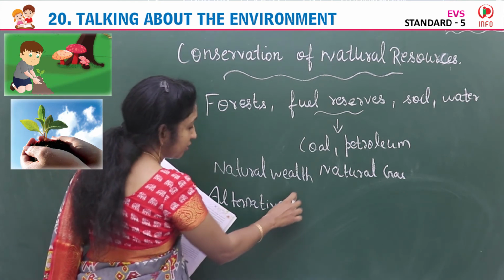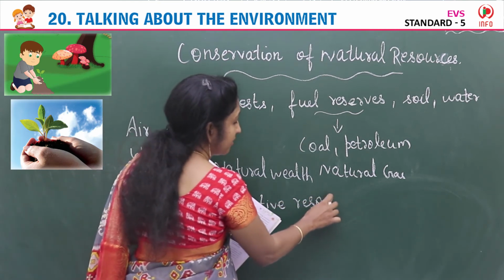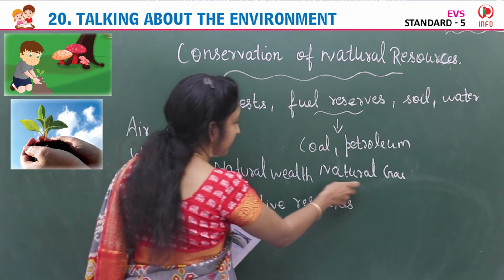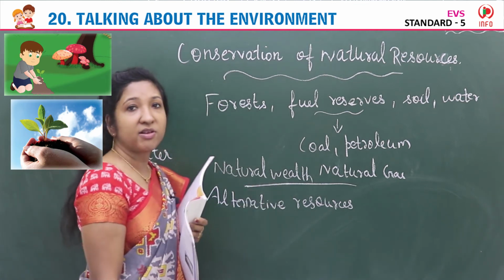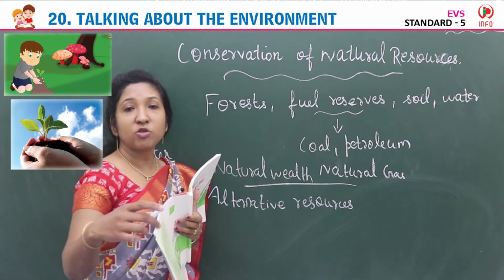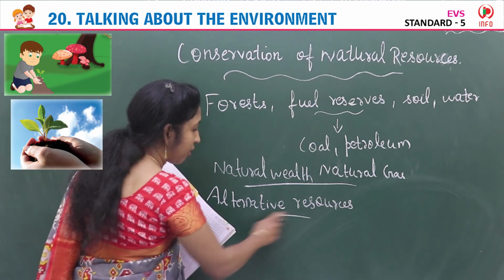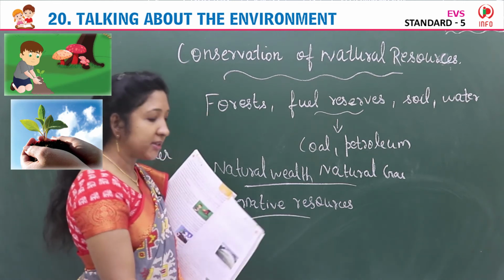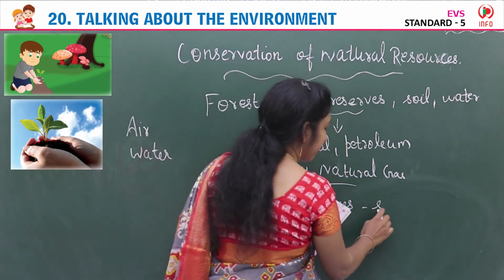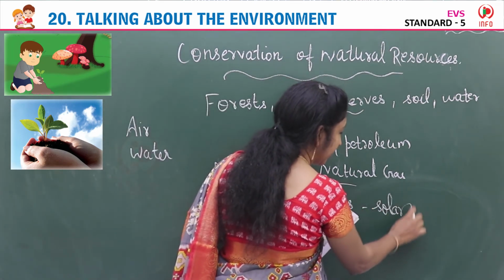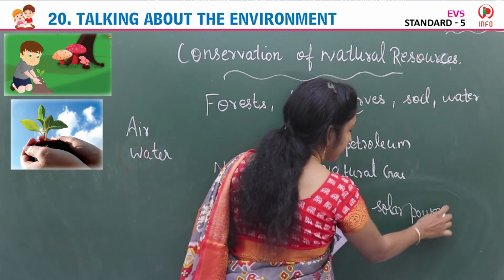We need to find some alternative resources, because it is time to conserve our natural resources. So we should find some other solution to solve this problem. We have to find alternative resources. Alternative resources are like solar power, which means solar energy, and wind power.